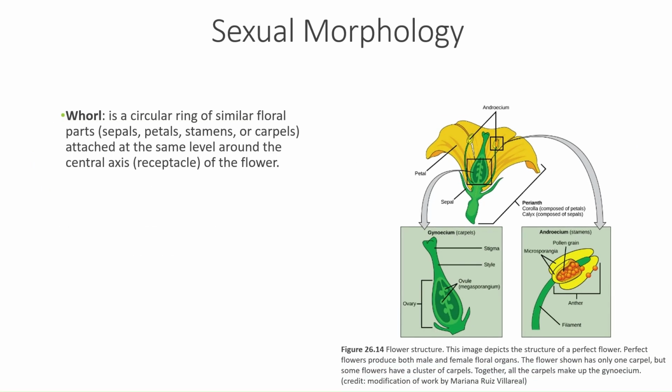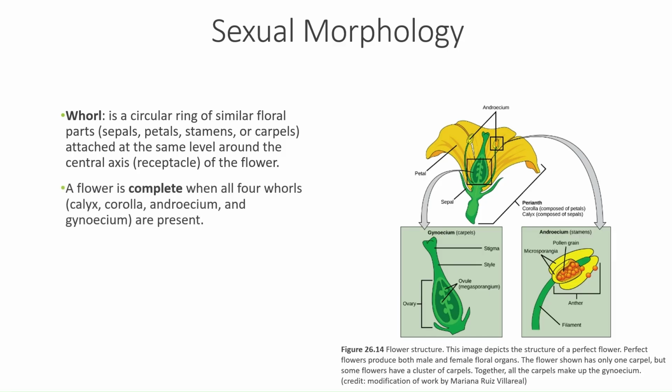A whorl is a general term used to describe a circular ring of similar floral parts. So this isn't as specific as a corolla or a calyx. It's just saying these are a circular ring of similar floral parts. So it could be the sepals or the petals, the stamens or carpels, attached at the same level around a central axis, like the receptacle of the flower.